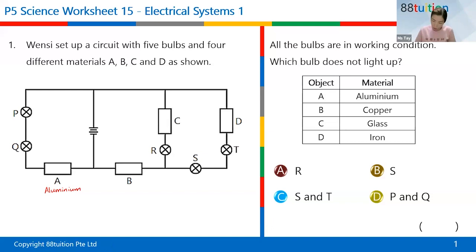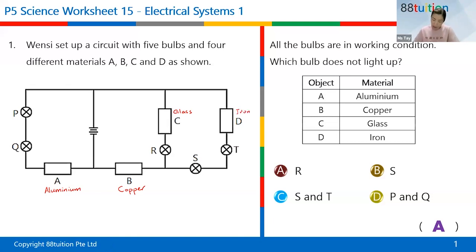And then you look at the object B, it says it's copper. So the answer came out. Okay. And then C is glass. So this is actually glass. And then D is iron.